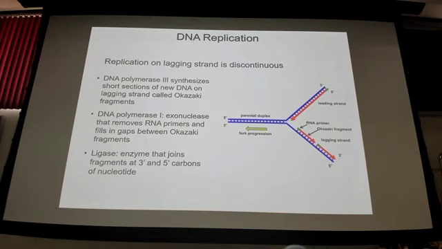Connect things together, exactly. So ligase is another enzyme that will join those fragments together, and the resulting product is you finally have that piece of continuous new DNA. Does that make sense so far? Okay.